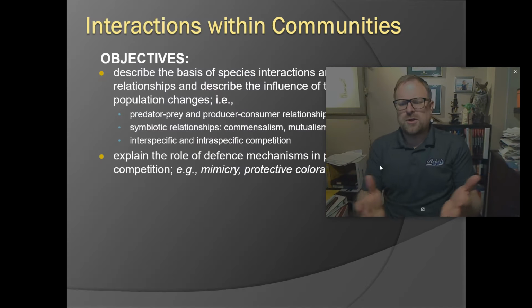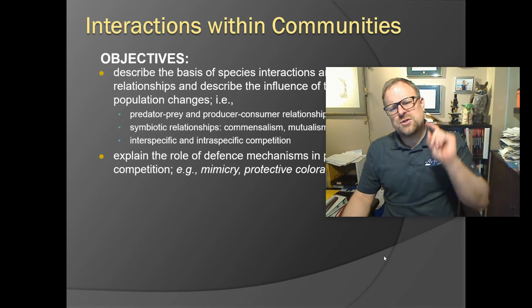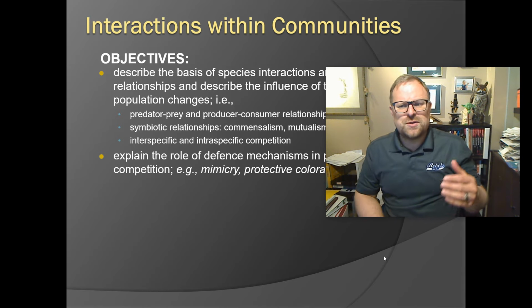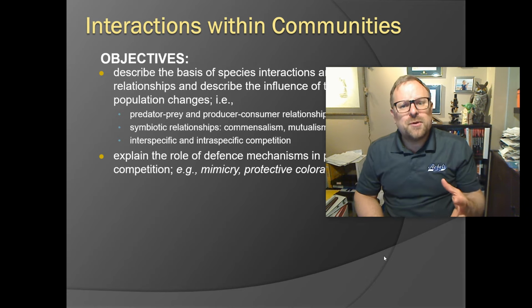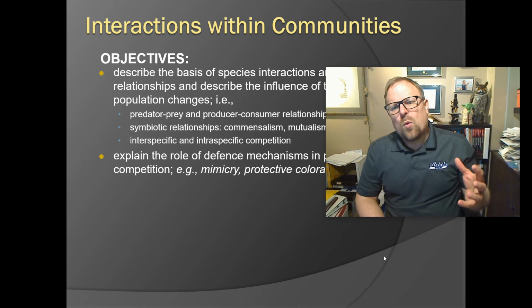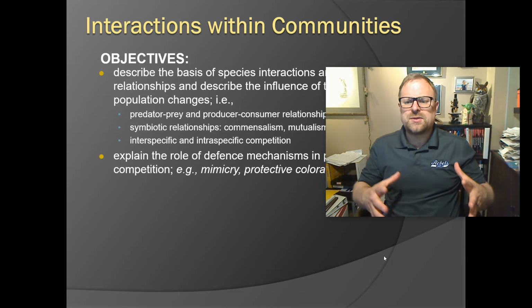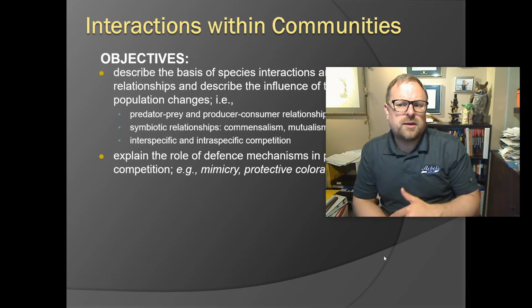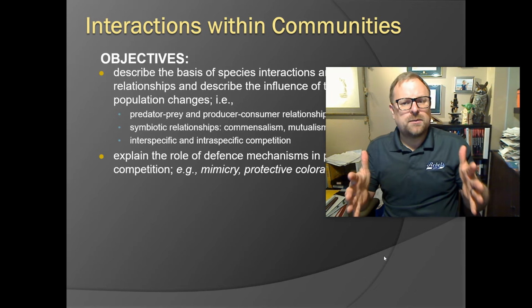So we're talking about interactions within communities for this concept. And before we get into that, let me just remind you, we've been talking about populations so far. And we defined a population as a group of organisms of one species that have the ability to interbreed, occupying a given area at a given time. Where we're moving to now is we're getting into talking about communities. Communities are broader than that. They are different species of organisms occupying a given area at a given time. So we've gone from something that is very specific to something a little bit broader now.